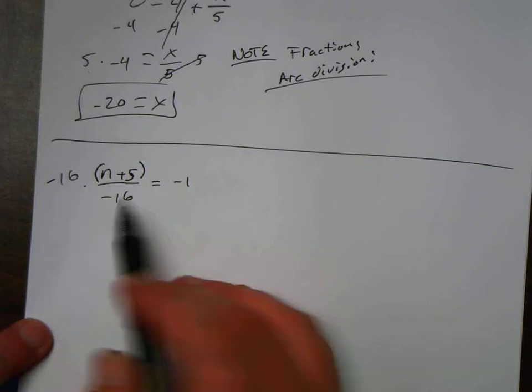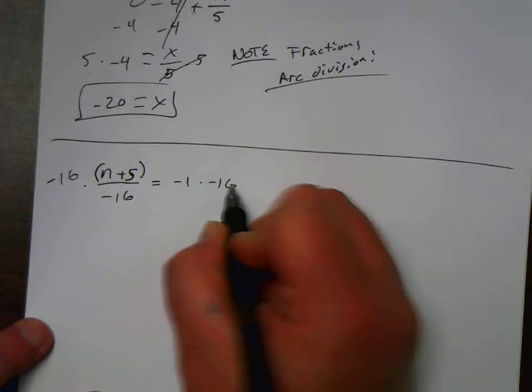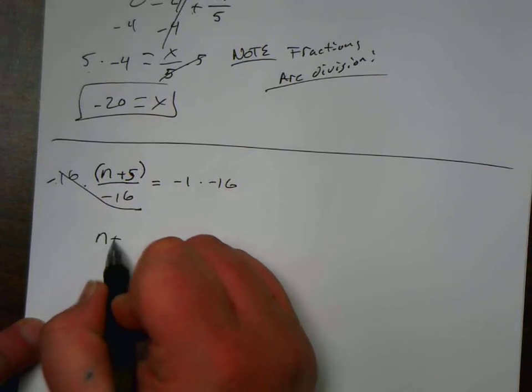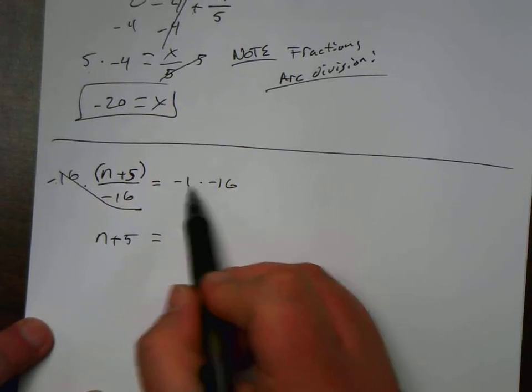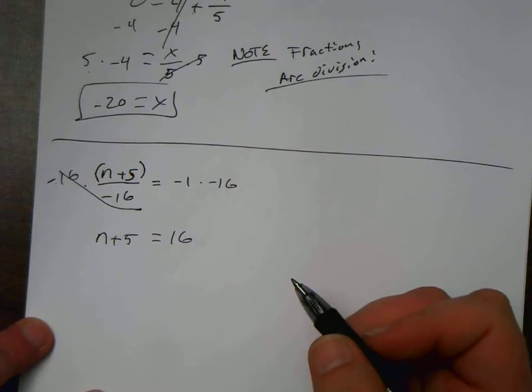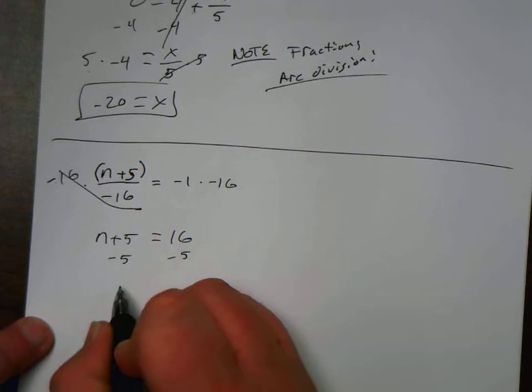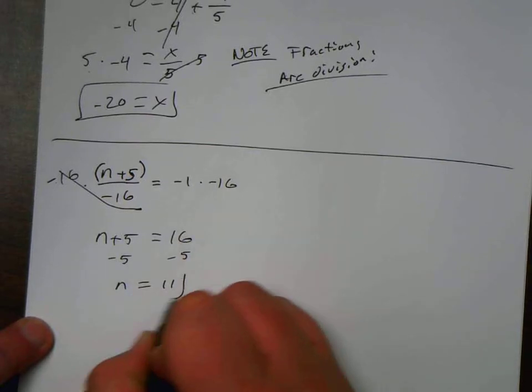Whatever that number is, you just multiply by it, even if it's negative. So here I have negative 16. That cancels, and I'm left with n plus 5. Negative 1 times a negative 16 is a positive 16. The opposite of addition is subtraction, so I subtract 5, and n is going to be equal to 11.